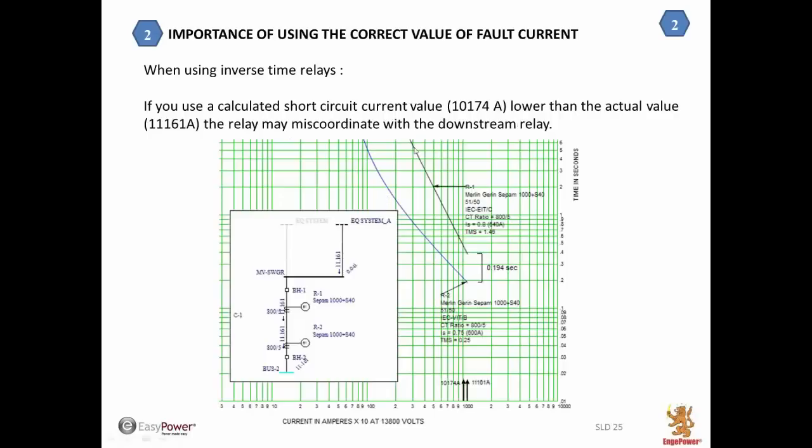Another situation, when you have a calculated short circuit lower than the actual value, means that if a short circuit happens, the short circuit value will be higher than yours. So you can have miscoordination, because the coordination time interval will be lower than the one you have designed for the system.